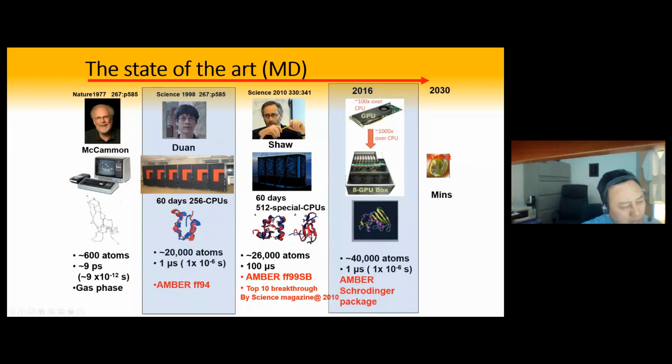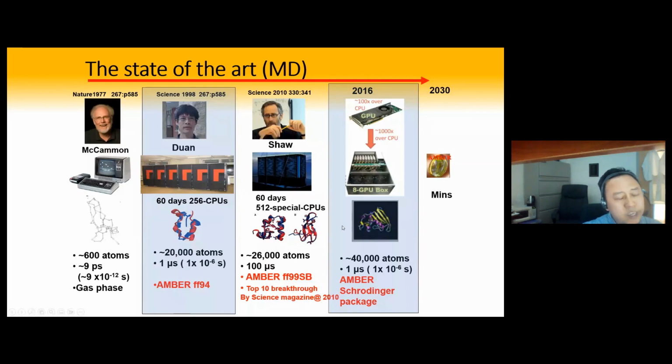With the Anton machine, that's literally 12 years ago, you see the result, amazing result. With this machine, he was able to fold small proteins into the native structure with very good accuracy, reaching the accuracy of NMR. And then this study was picked as a top 10 breakthrough by Science Magazine in 2010.